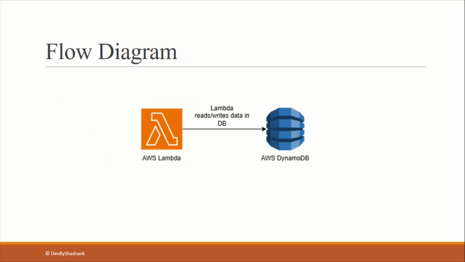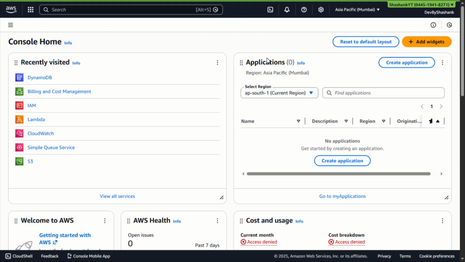In this session, this is going to be our flow. We'll create a Lambda and a DynamoDB table. And in Lambda, we'll write code to read and write data in the DynamoDB table. Now go to the AWS console and make sure you are in the correct region. And here we'll search for DynamoDB.